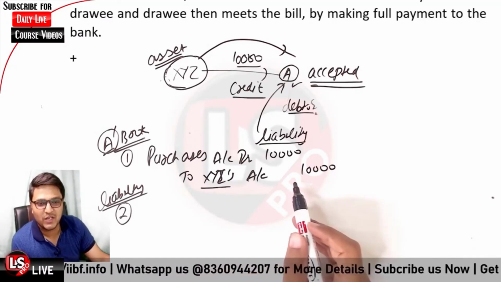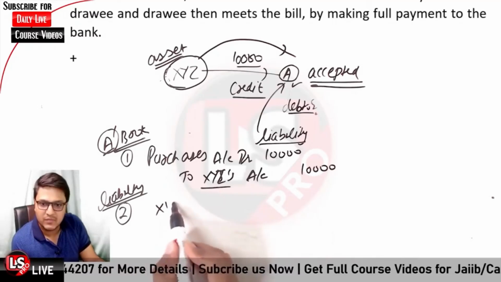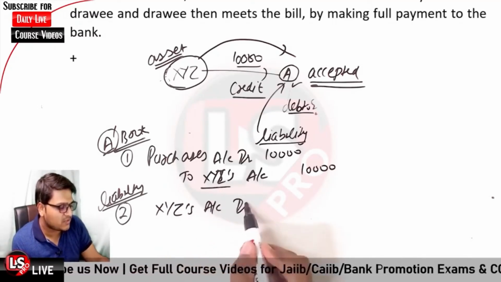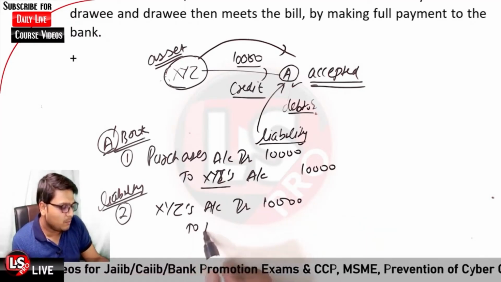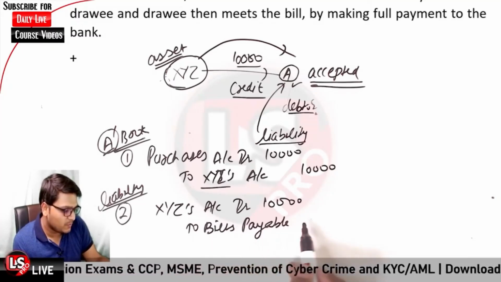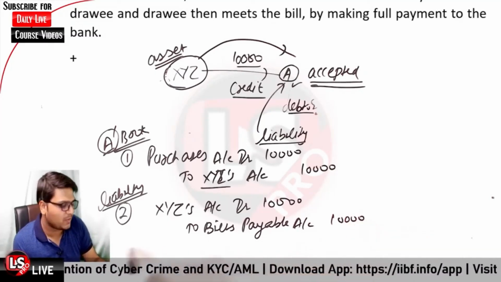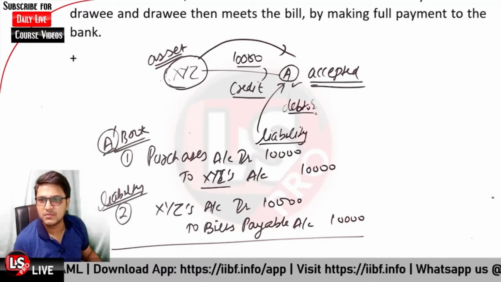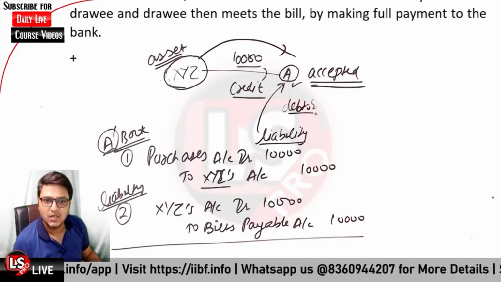Now basically over here, XYZ's account is to be debited. So XYZ account would be debited with the same amount of 10,000, and further the entry would be recorded in bills payable account. So bills payable account would be credited. Okay, so those would be the journal entries passed in this particular case. So that was regarding it.